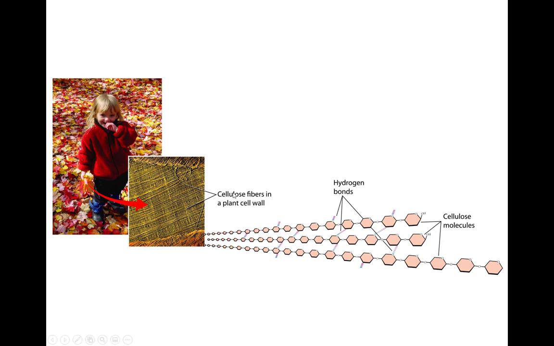And so if we go ahead here and look at a microscopic picture of a cell wall, we see this long series of fibers. And those fibers are essentially bundles of the polysaccharide cellulose. And the cellulose strands line up and are held together by hydrogen bonds, giving them even greater strength.